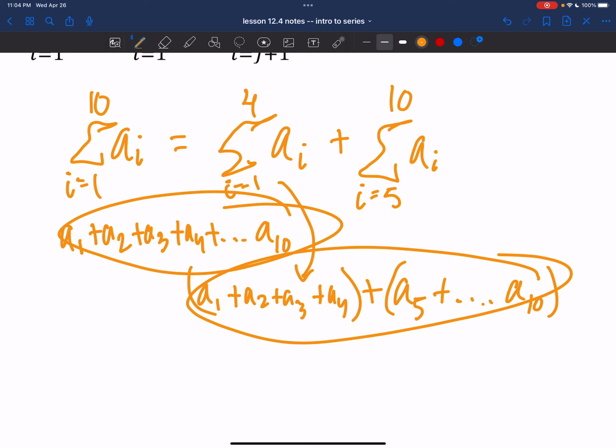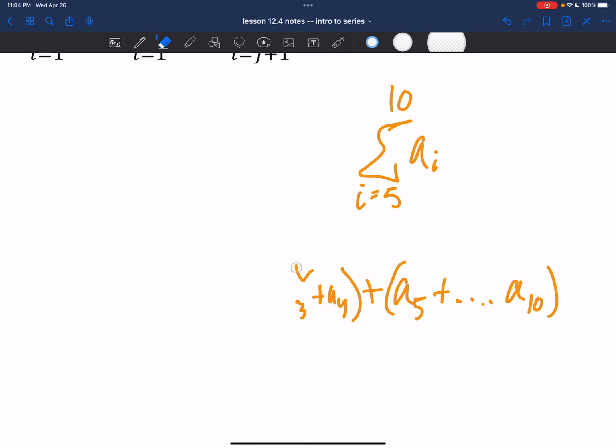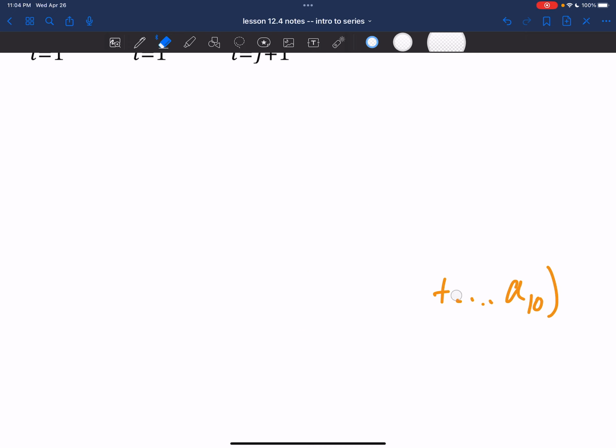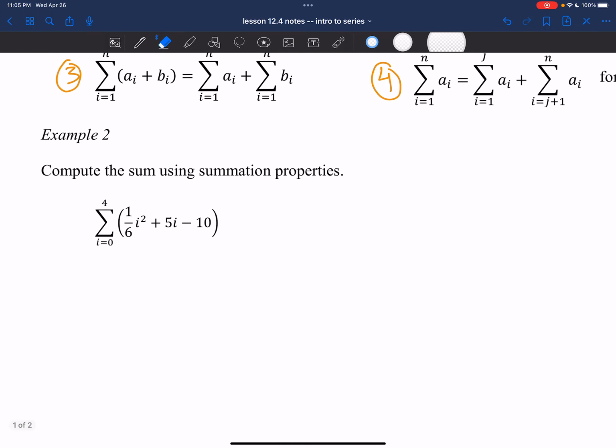Now, I don't think we're even going to use this property today, but I just wanted to show you that it's here. Okay, maybe when you encounter this in pre-calc or calculus or wherever you go, you'll remember and say, oh yeah, that makes sense. I can split it up. Okay.